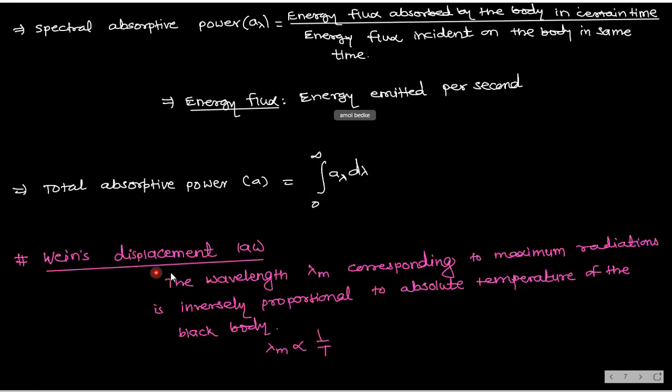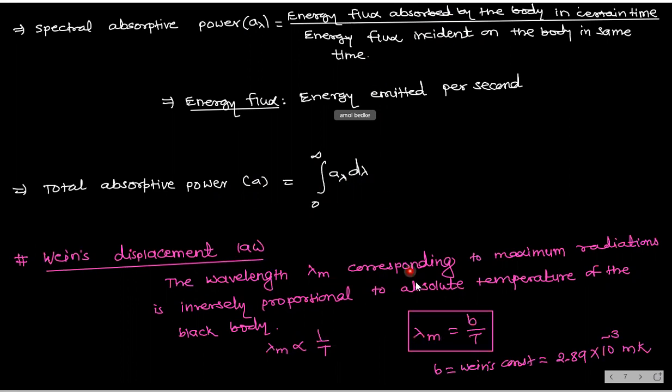Next one, Wien's displacement law. This law or a question on this, you will get a question of 2 marks, particularly in IP. Even in problems also, they may ask on this concept. The wavelength lambda m corresponding to maximum radiation is inversely proportional to absolute temperature of the black body. So lambda m is inversely proportional to T, and that implies lambda m into T is equal to constant.